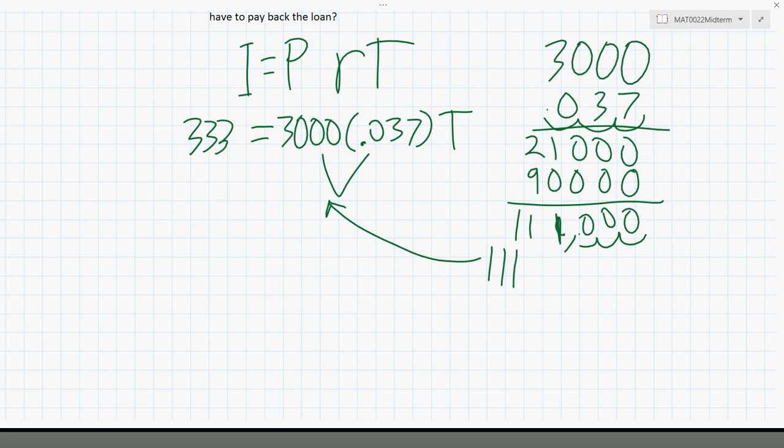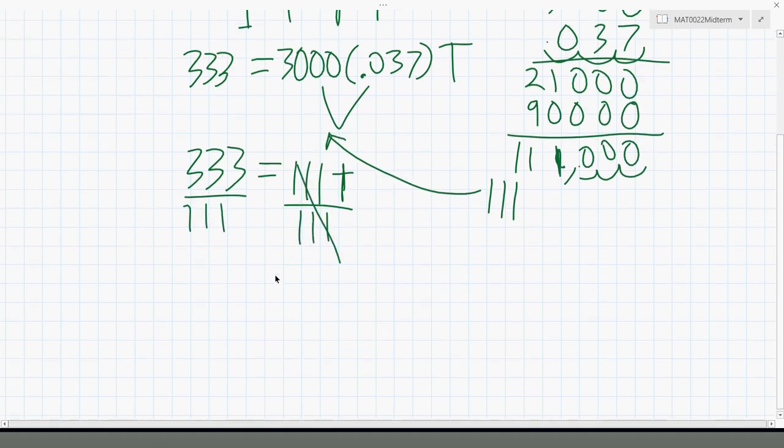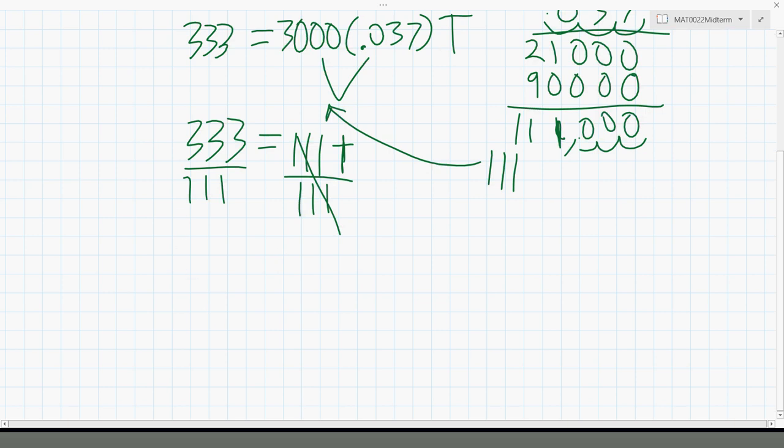Because right now I know that per year, I'm going to be paying $111 of interest, right? And I don't want to pay more than $333, right? So that means I'm only going to be paying interest for how many years? 3 years. Because all I'm going to do now is, because it's 333 equals 111t, I'm going to divide both sides by 111. It's going to cancel out. It looks like Roman numerals all over the place. And that's going to be 3 over 1, which is 3 equals t. So that's going to be the amount of years.